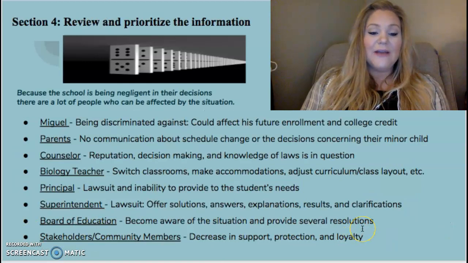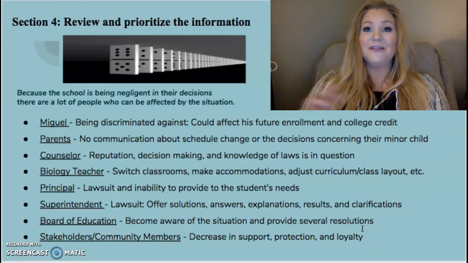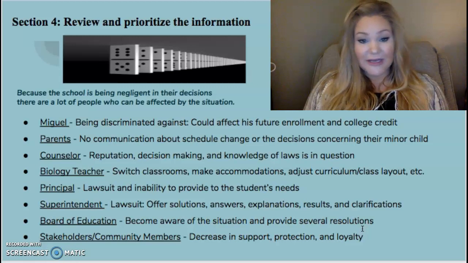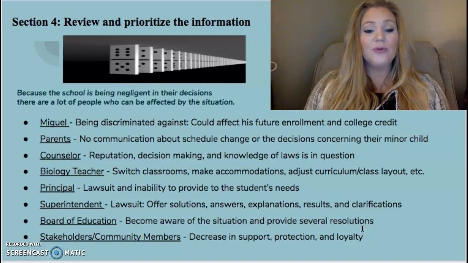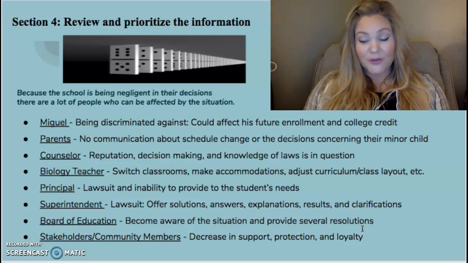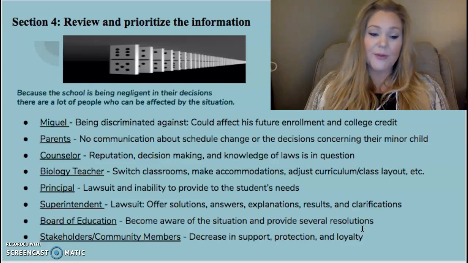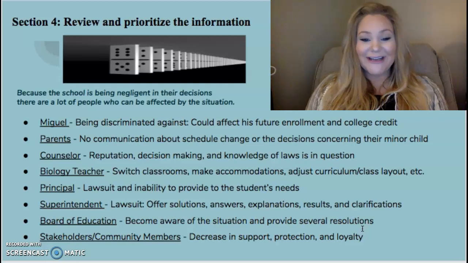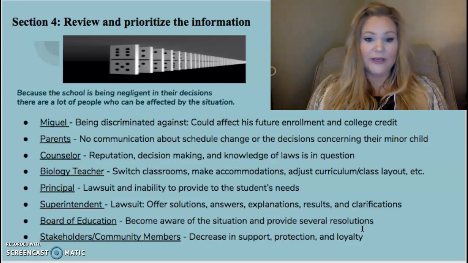Okay, so to kind of prioritize information, because it is a lot of information, I think what it comes down to is that because the school is being negligent in their decisions, and they're discriminating against Miguel, there's a lot of people who can be affected by this situation and the decision of the counselor. So I'm going to go through how it affects everybody. Miguel is the one who's being discriminated against, and it could affect his future enrollment and college credit, and just his learning environment.